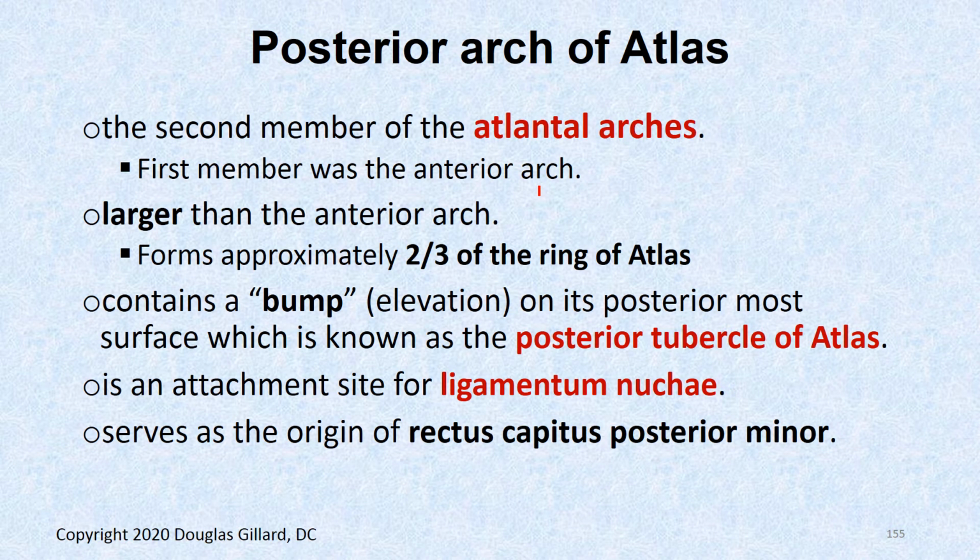Posterior arch of atlas. Again, that's the second member of the atlantal arches. First member was the anterior arch. It's much larger. In fact, about two-thirds of the entire ring of atlas is made up by the posterior arch. And it contains a bump on its posterior-most surface, which is called the posterior tubercle. It's an attachment site for, among other things, ligamentum nuchae, and serves as the origin for rectus capitis posterior minor muscle.